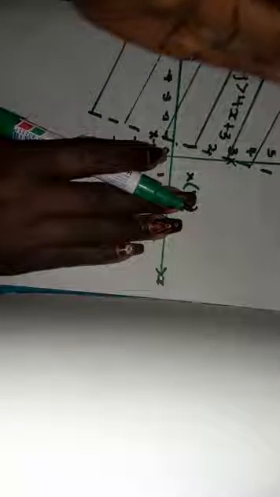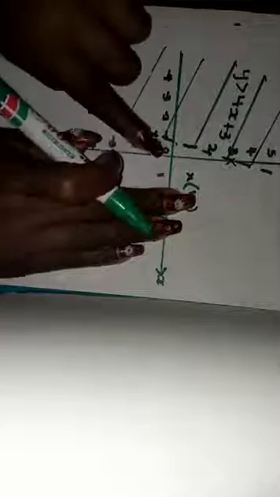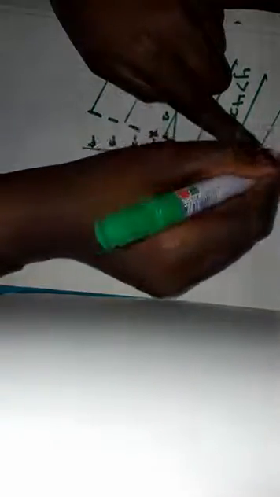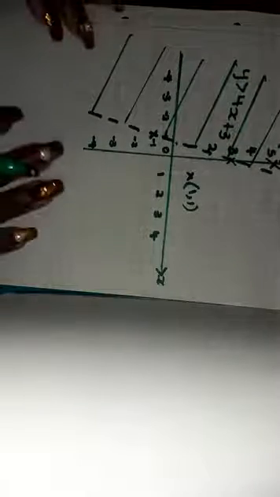Maybe let me show you if I were to choose another coordinate that does not lie on the line, but that lies on this side of the line. So I'll choose 0, 5. This is the coordinate I'm choosing. I just want to show you that choosing any coordinate that does not lie on the line will work.